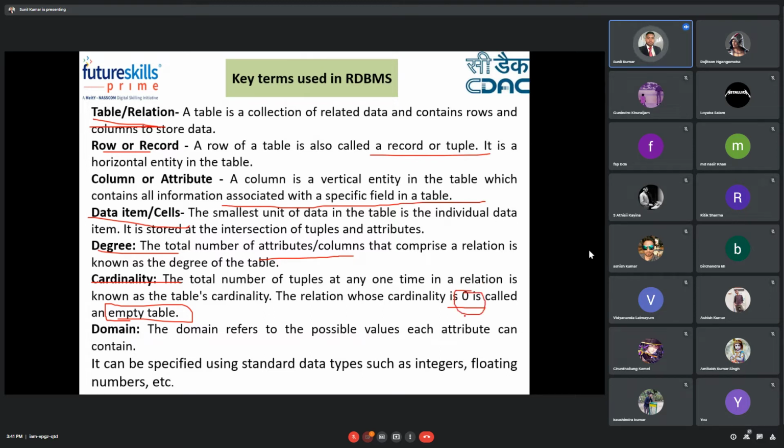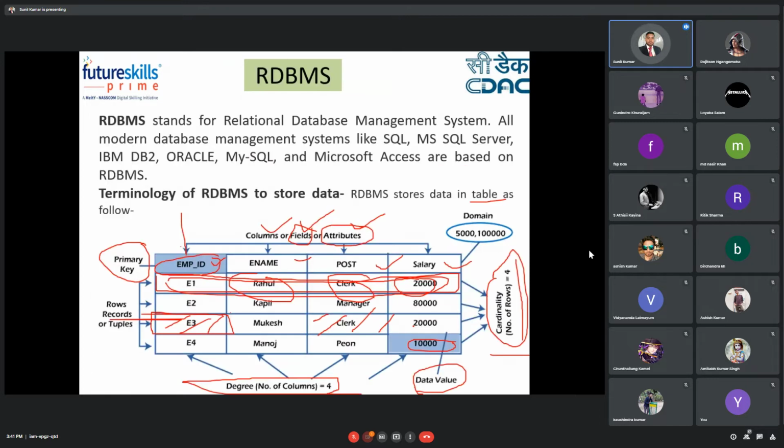It is a very important question, and many times this question has been asked: what is the meaning of an empty table? An empty table means there is no row in that table. Only the header exists. Only this header will exist. So that is known as an empty table, because we have defined the header but did not insert any data in that table. Okay.